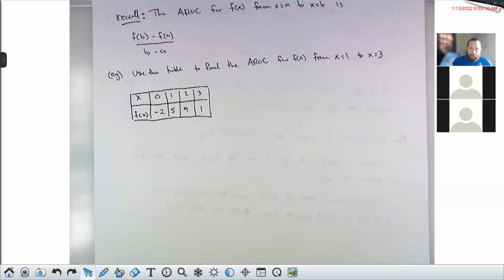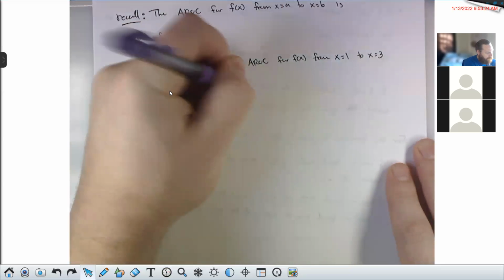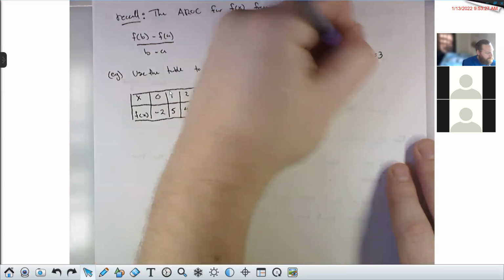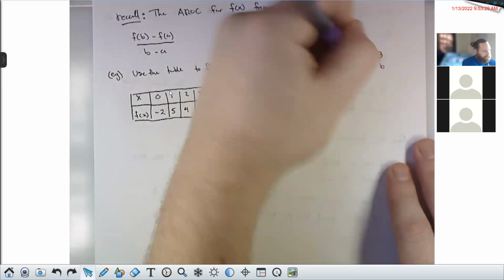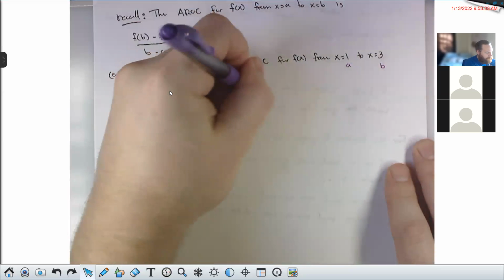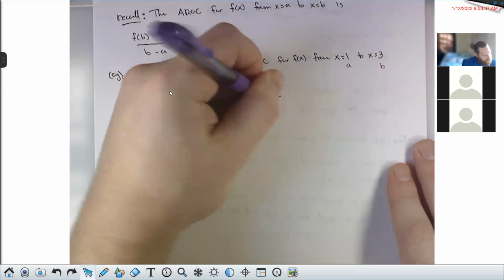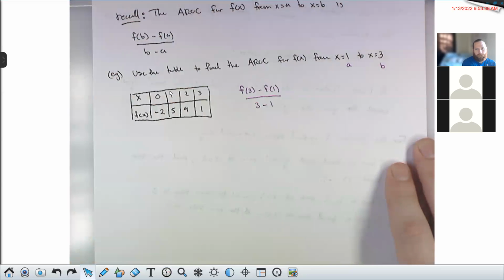here I have a function that's described through a table, or at least part of that function is described through a table. And I just want to find the average rate of change for that function from 1 to 3. That means the thing I'm after here. So like this is the idea, right? This is A and this is B. So what I need is f of 3 minus f of 1 divided by 3 minus 1.